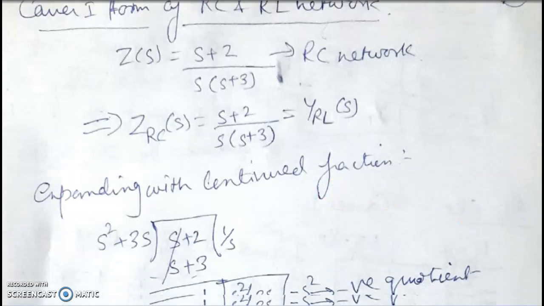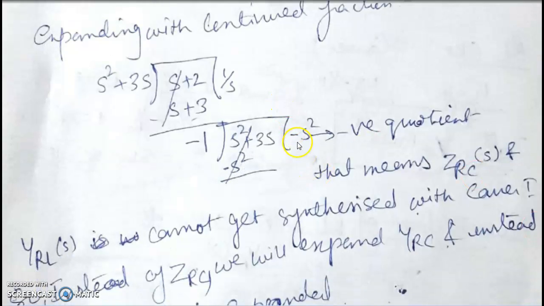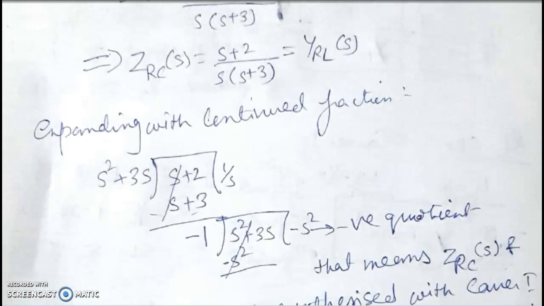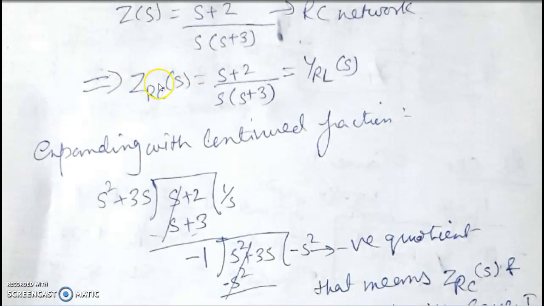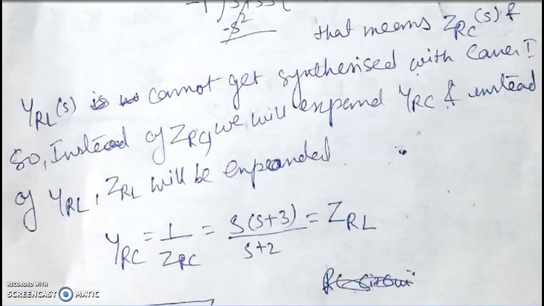When we expand the function using continued fraction, we see that at the second step, that means the second quotient comes negative. Because the impedance or admittance can never be negative, that means Cauer 1 form of RC network cannot be obtained using this impedance function. So instead of realizing the impedance function, we now start realizing the admittance function.